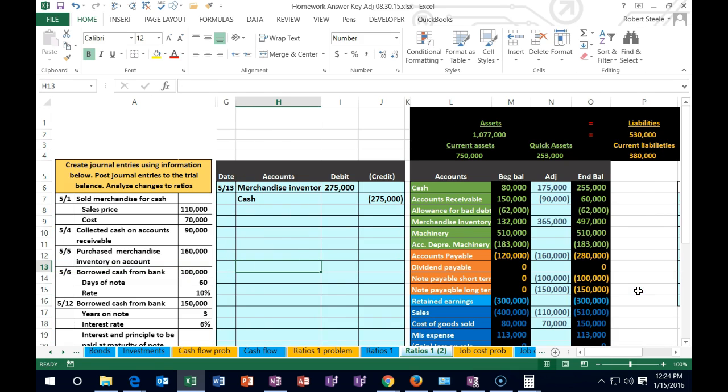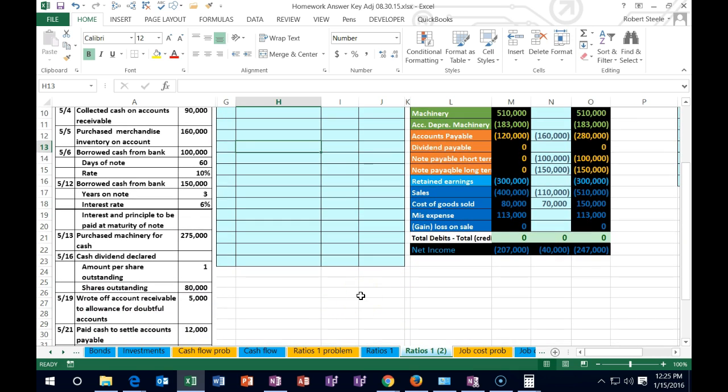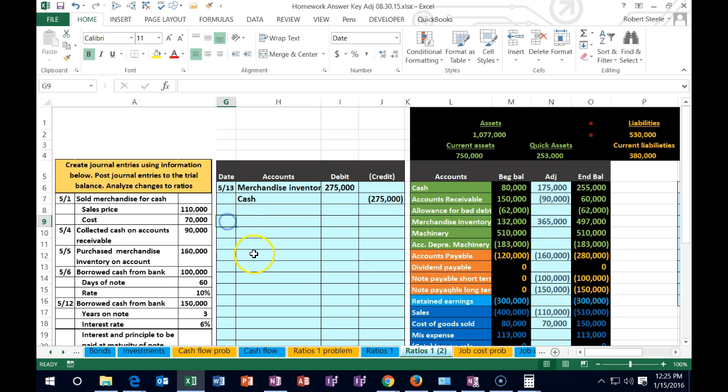We're going to scroll back over here. We are now on 516, which says we paid a cash dividend or cash dividend declared. Amount of shares outstanding, amount per share 1, and their shares outstanding are 80,000. So we declared a dividend. We have not yet paid the dividend, and that was on 516.